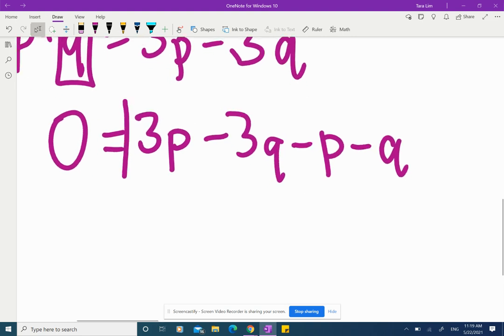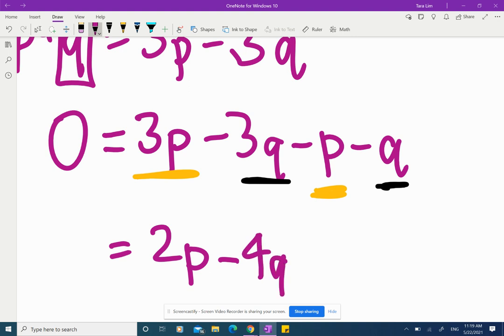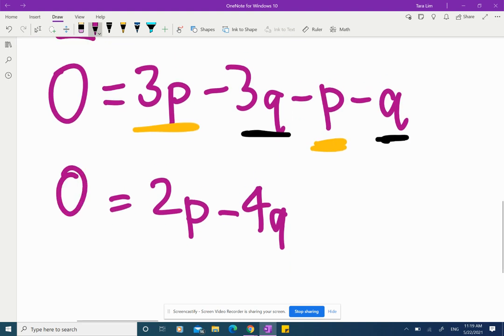So here, first of all, let's do the like terms. We have 3p and p here, q and q over here. So 3p minus p is 2p, minus 3q minus q, which is 1q, is minus 4q, because minus 3 minus 1 is minus 4. So that's 0.